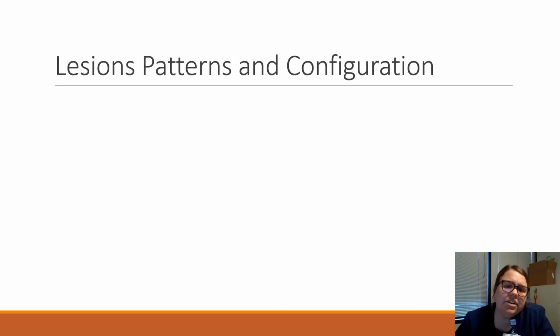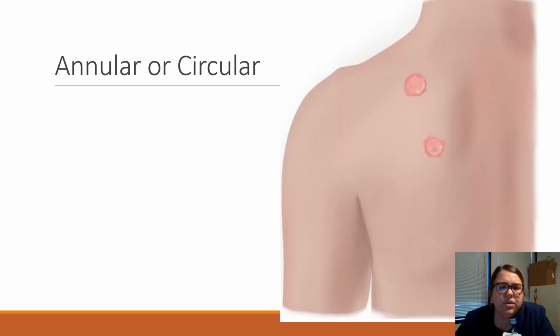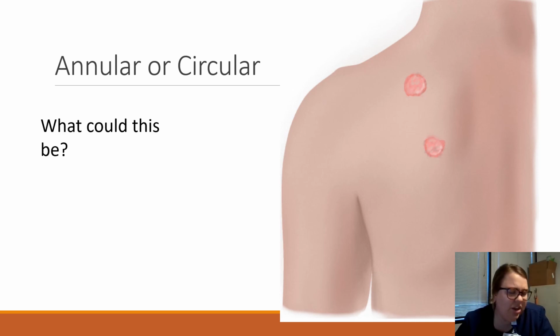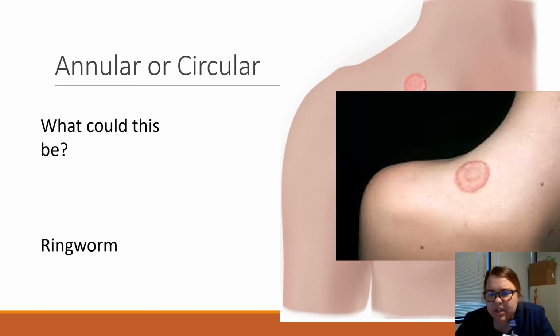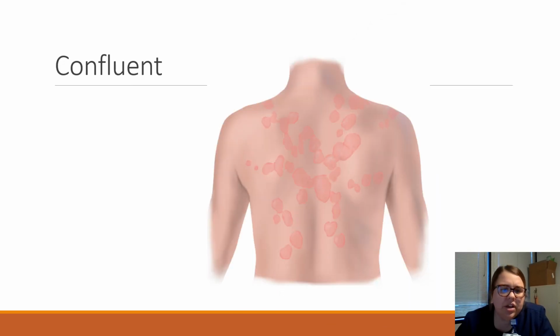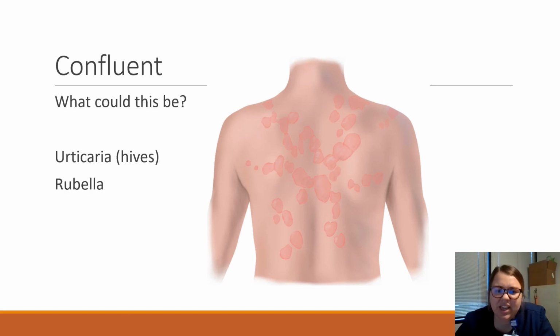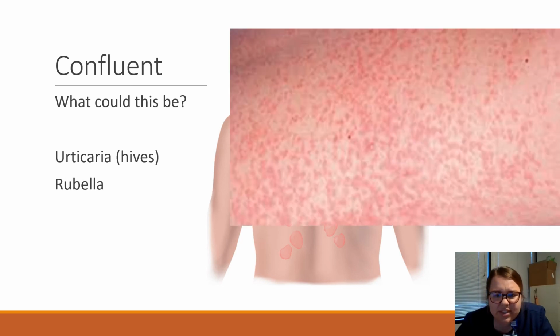So lesion patterns and configuration. So there's annular and circular. So what could this be? What do you think? Something that's annular or circular. This is ringworm. So here is a good example of what ringworm looks like. How about confluent? What does it look like? Doesn't it kind of look like hives? A little bit, right? It also could be rubella. So this is an example of rubella, kind of spread throughout.